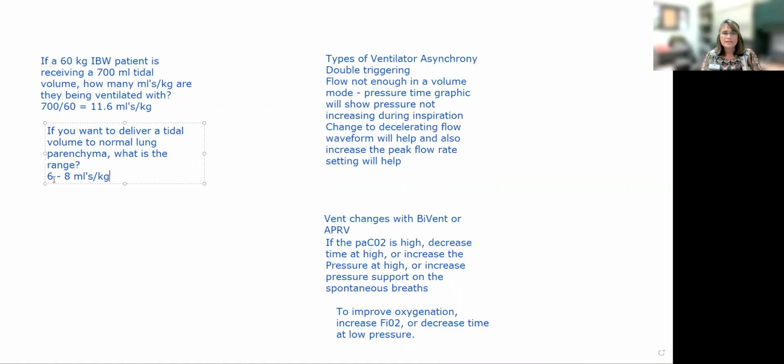So we're shooting for 6 to 8 mLs per kilogram. Got to tell you about this. 6 to 8 mLs per kilogram, and they're 60 kilograms. So that's what, 360 ml would be a good tidal volume. Up to 480 ml would be a good tidal volume. So that's what we would recommend, so we don't get volume trauma.